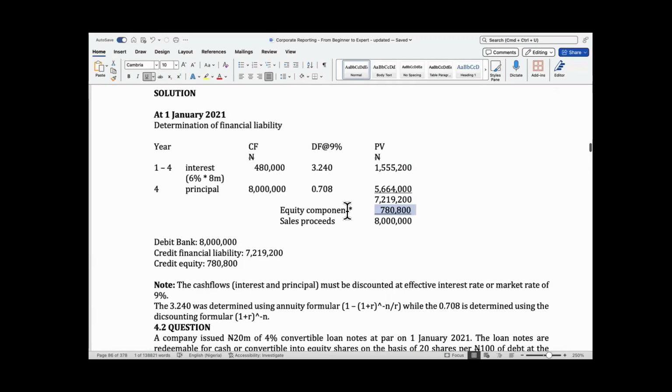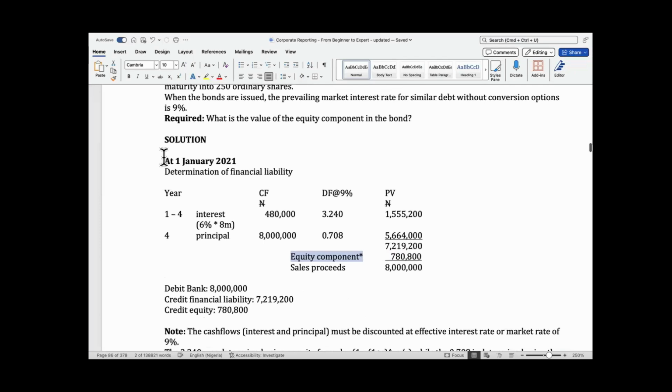Okay, and that's why I asterisked this one to show you that it is the balancing figure that we have here. Therefore, at the date of the issue, we know that we have collected 8 million, so we can debit our bank. So we're going to credit financial liability with the value of the liability, which is 7,219,200, which are the present value of the interest and the principal. And we are also going to credit equity with 78800, which is what we got as balancing figure here. So basically, that's how we are going to separate the compound instrument. So that is that.